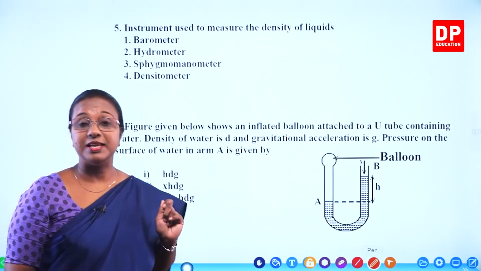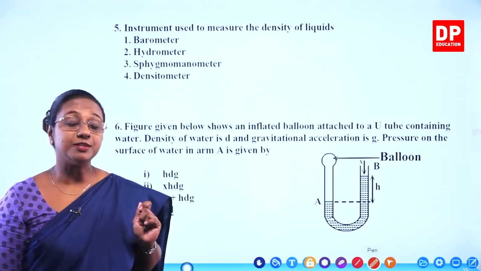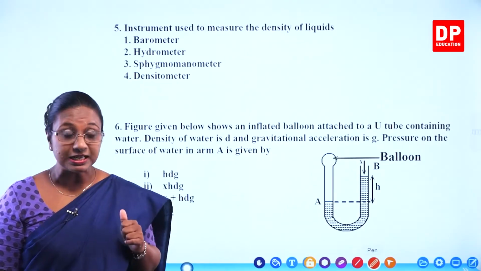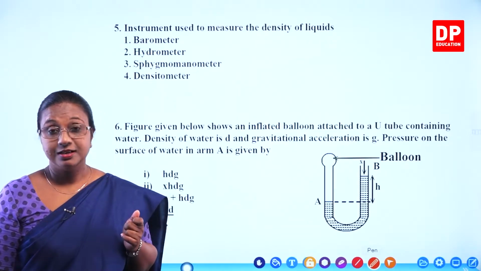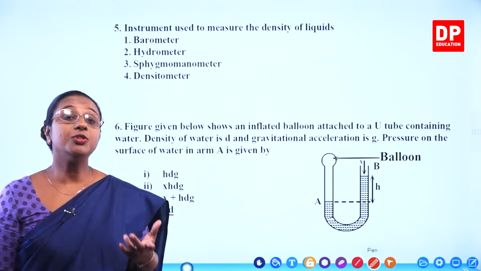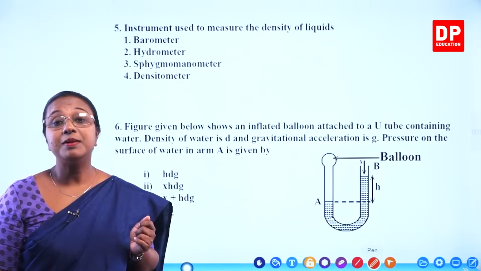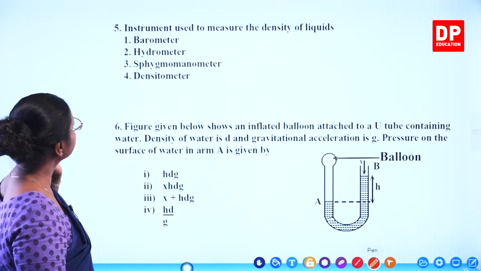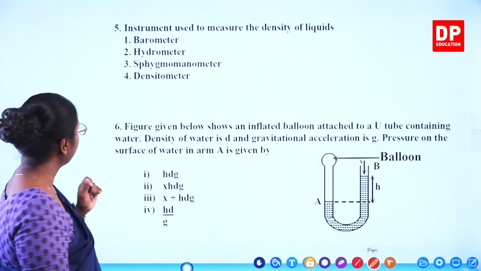First one, barometer. What do we use a barometer for? There are two types of barometers that you are familiar with, the mercury barometer and the aneroid barometer. Both of them are used to measure atmospheric pressure. Then the hydrometer is the instrument used to measure the density of liquids.